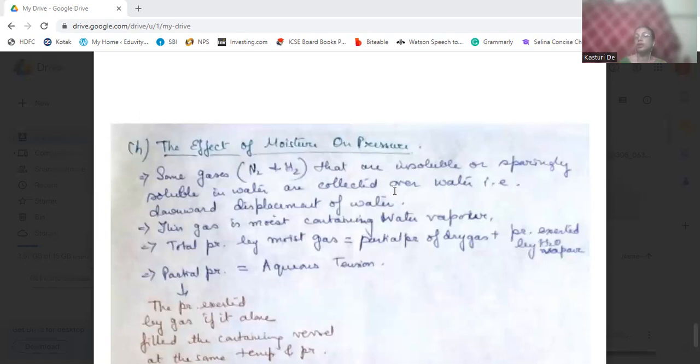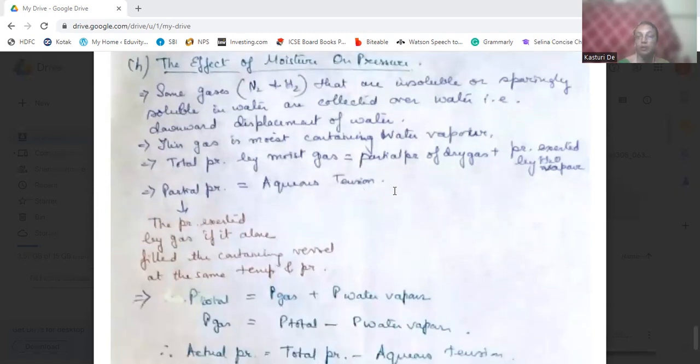That will be the total pressure of the moist gas. The partial pressure of the water vapor is known as aqueous tension. So what is partial pressure? It is the pressure exerted by the gas if it alone filled the containing vessel at the same temperature and pressure. That is known as the partial pressure of the dry gas, and the pressure of the water vapor is also added to it.